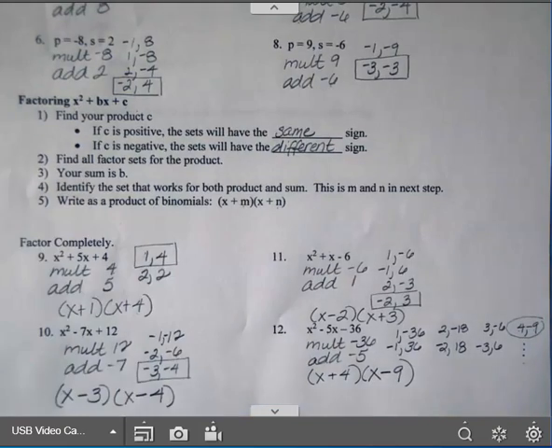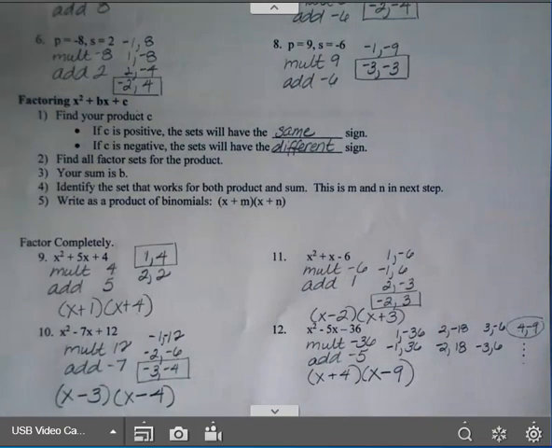And again, you could switch the order that you write those in. You could put x minus 9 first and x plus 4 second. This completes our notes.